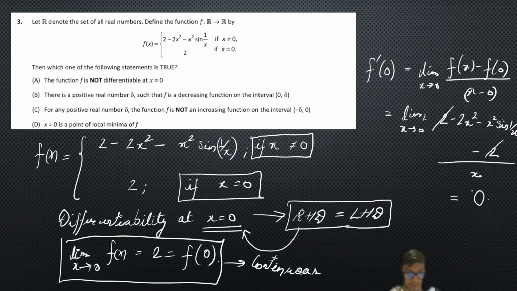The limit f dash of 0 is going to come out as 0, irrespective of whether you are looking at the right hand limit or left hand limit. Both the limits are going to be 0, and therefore the LHD and RHD are equal, so therefore it is differentiable.